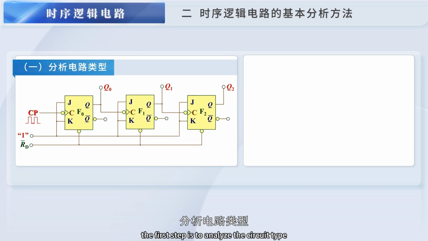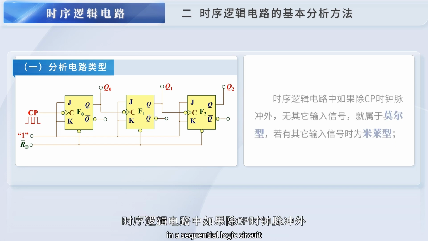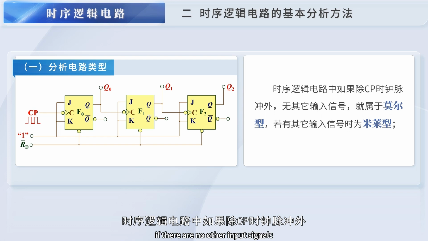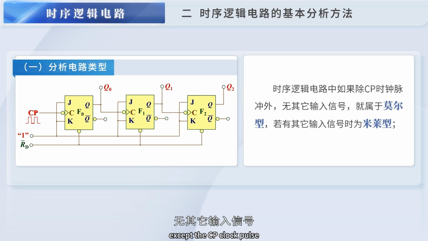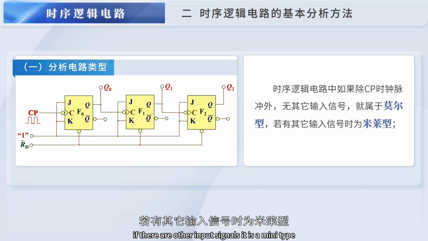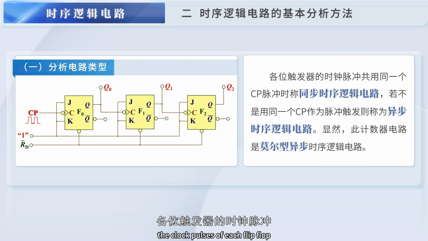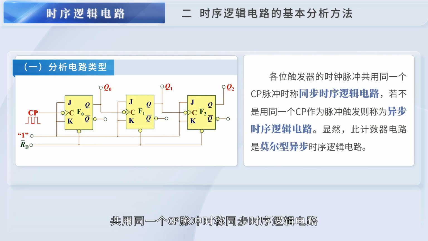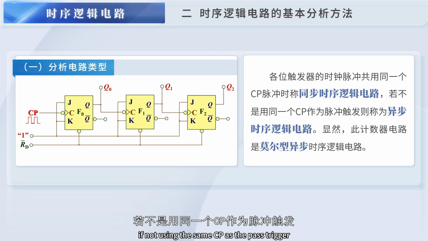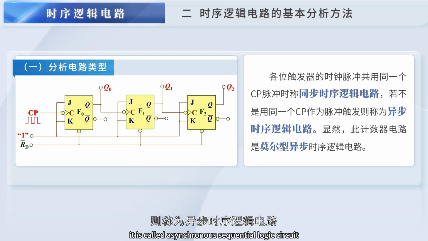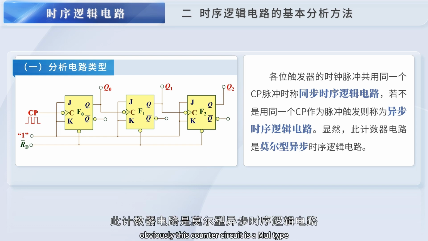The first step is to analyze the circuit type. In a sequential logic circuit, if there are no other input signals except the CP clock pulse, it belongs to the Moore type. If there are other input signals, it is a Mealy type. If the clock pulses of all flip-flops share the same CP pulse, it is called a synchronous sequential logic circuit. If they do not use the same CP as the trigger, it is called an asynchronous sequential logic circuit. Obviously, this counter circuit is a Moore type. It is an asynchronous sequential logic circuit.